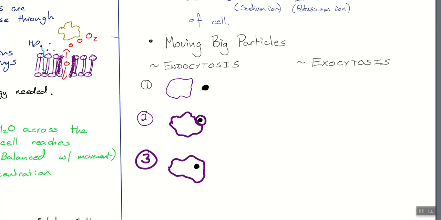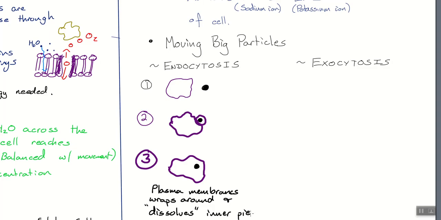In this picture, if you need to have any sort of explanation, you're probably not using purple. Plasma membrane wraps around and dissolves, and I'm going to put quotations around that because it's just for the sense of this word here. Inner peace. Okay, leaving us with picture 3. So it's a 3-step process. It looks at it, it circles it, it dissolves, and now we're inside.